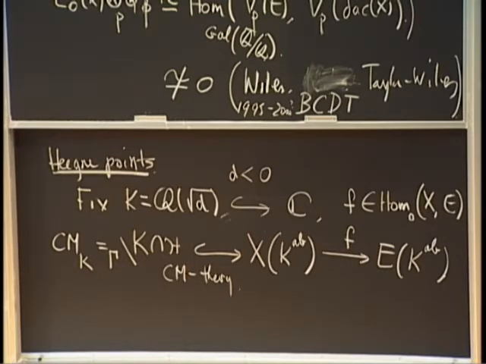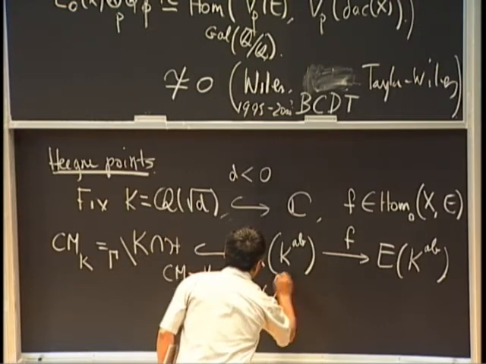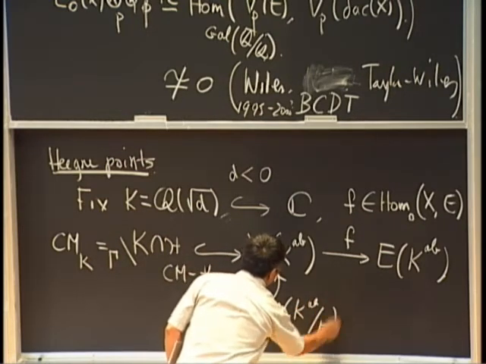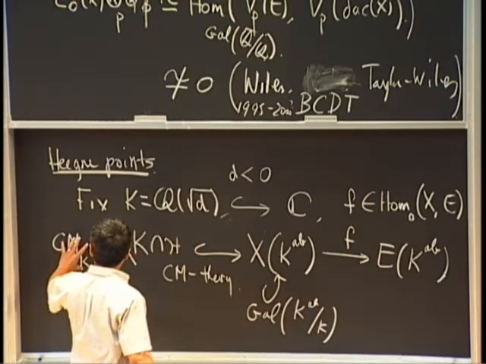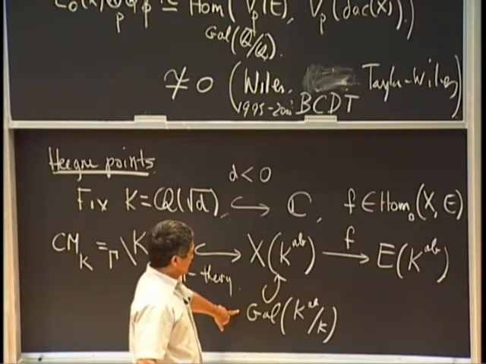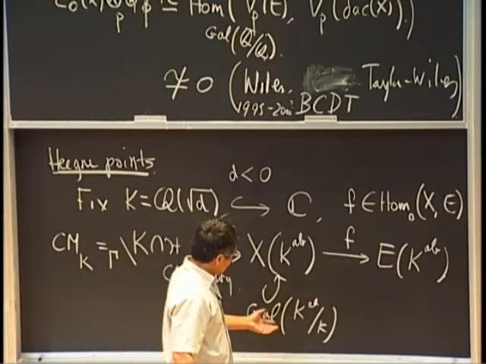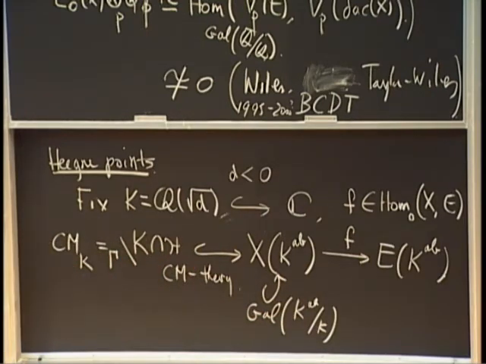You can do much better in the sense that this set has an action by the Galois group of K^ab over K. You can show that the set is stable and there's an action. So the image of these points is basically a Galois module of the Heegner points. In this case, I want to do something slightly better.